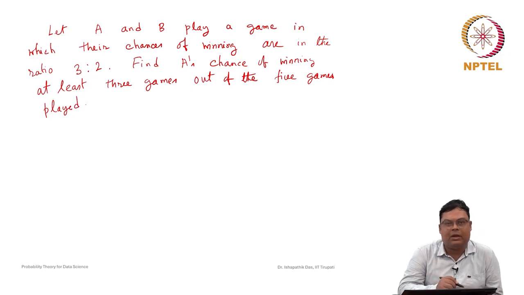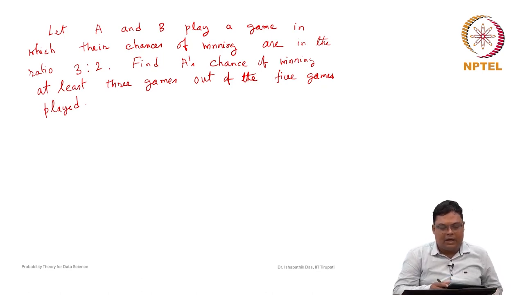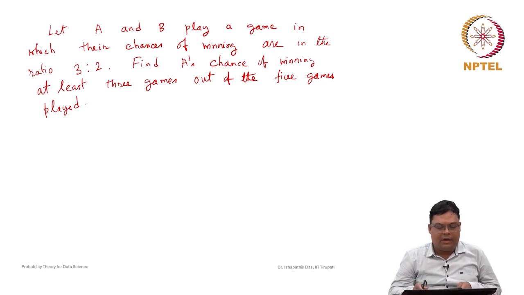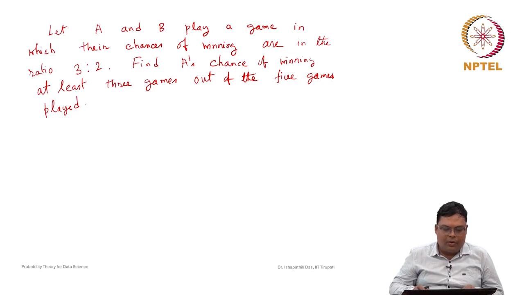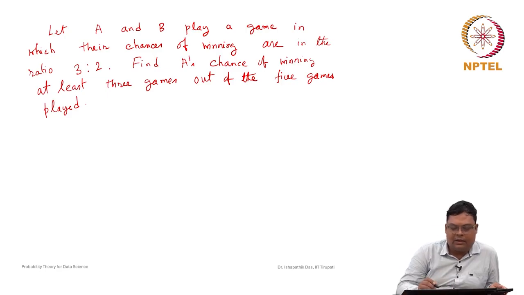Played. So, let us discuss this problem again. Let A and B play a game in which their chances of winning are in the ratio 3:2. So, find A's chance of winning at least 3 games out of the 5 games.